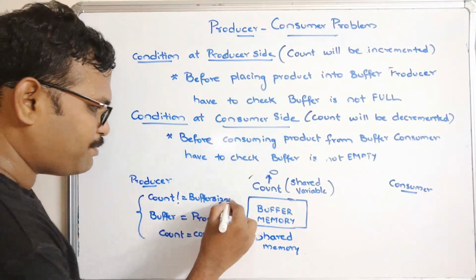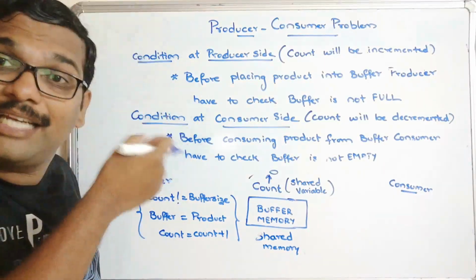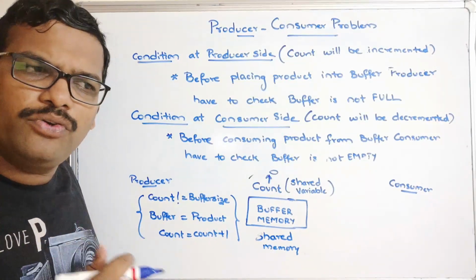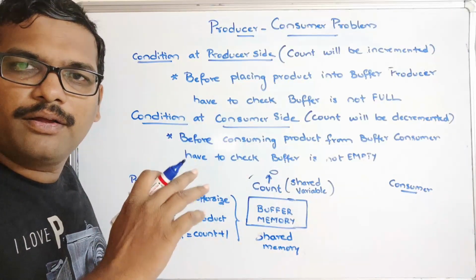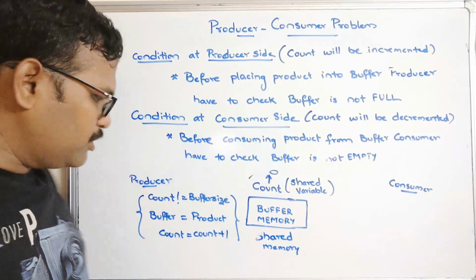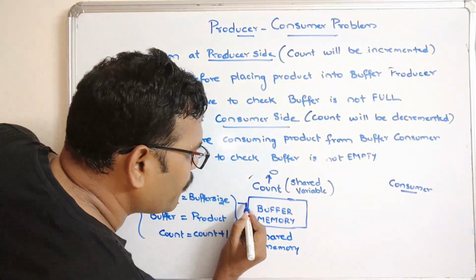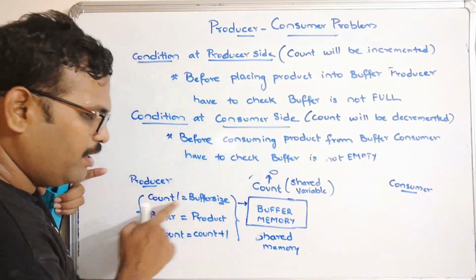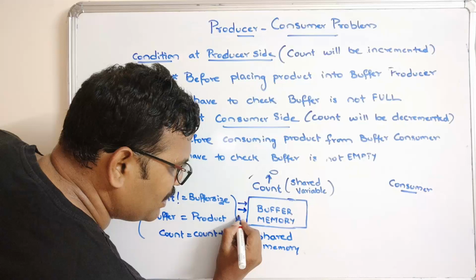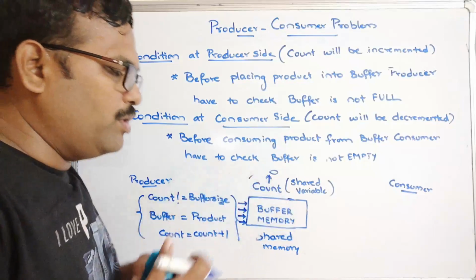So these steps will be continuously executed. Right? These steps are continuously executed because that is a never-ending process. So the producer always produces the product, and the consumer always consumes the product from the memory, right? So this happens at the producer side. If it satisfies all those things, one product will be updated here. And again, if this condition is true, another product will be included. Next, if the condition is true again, another product. Like that, the products will be sent to the buffer.